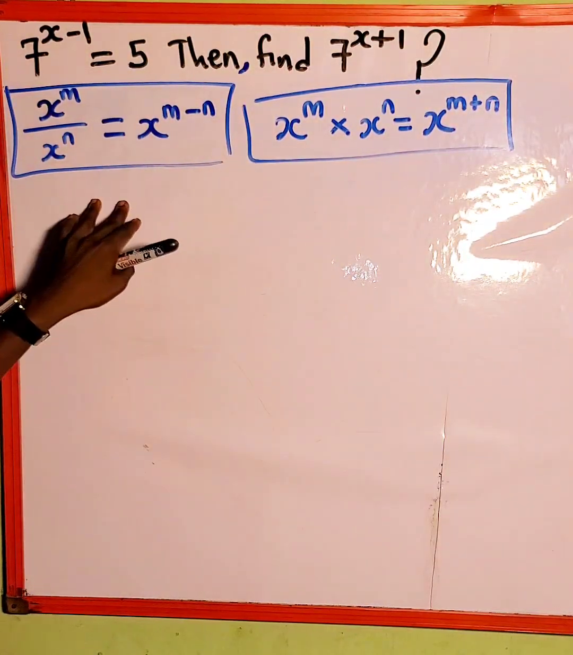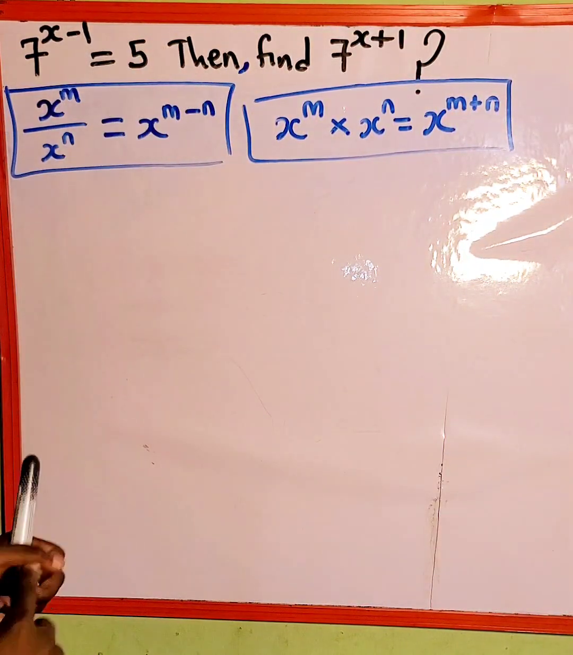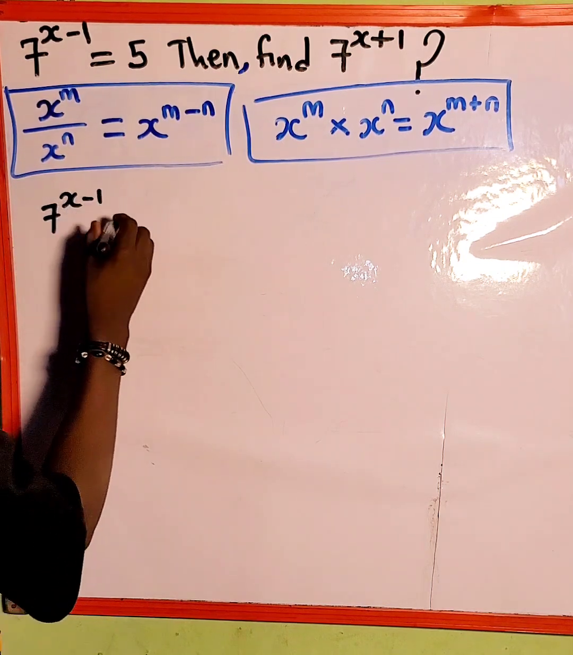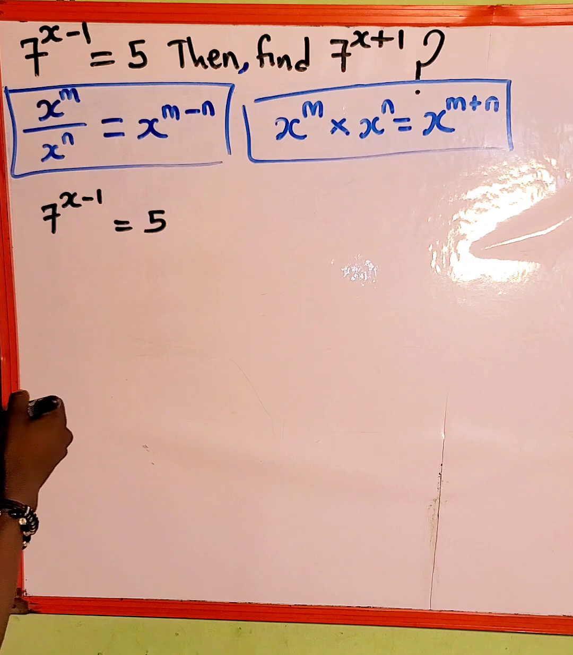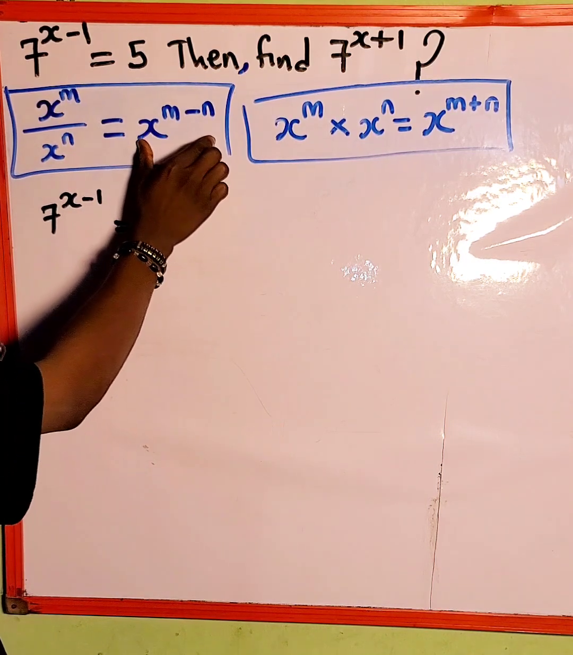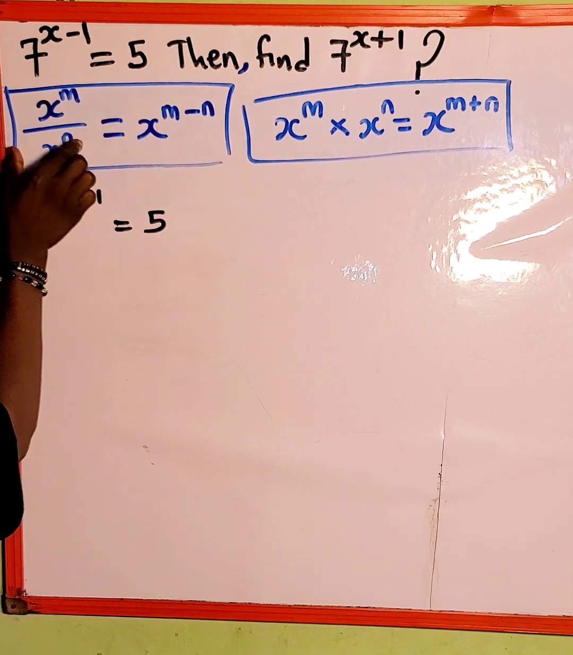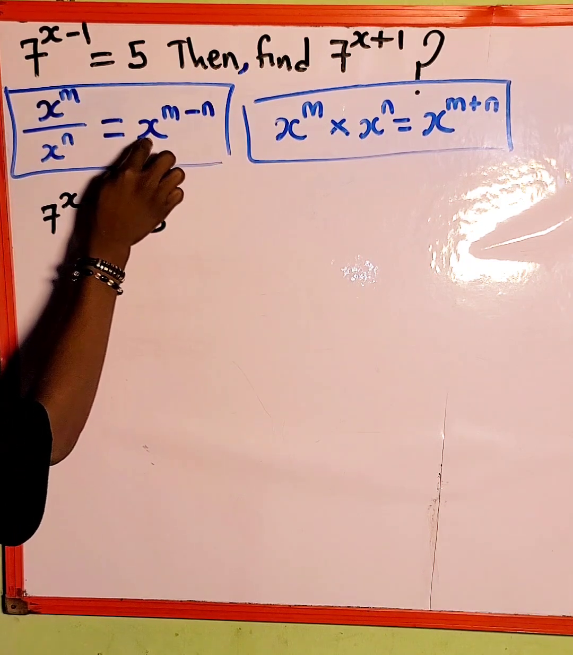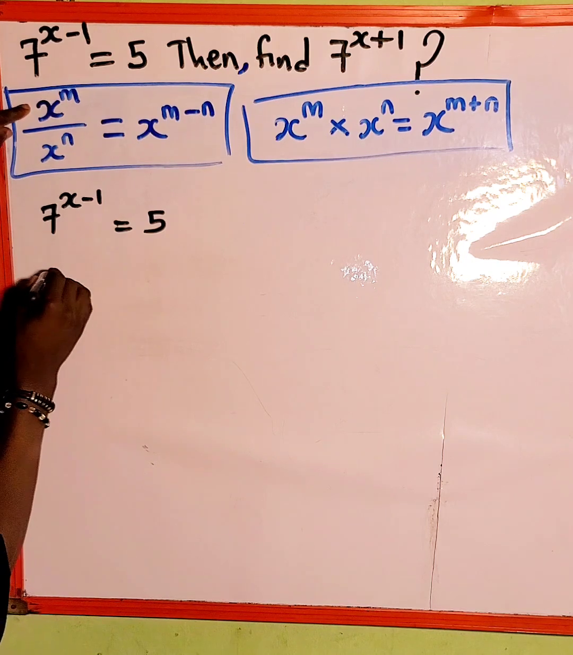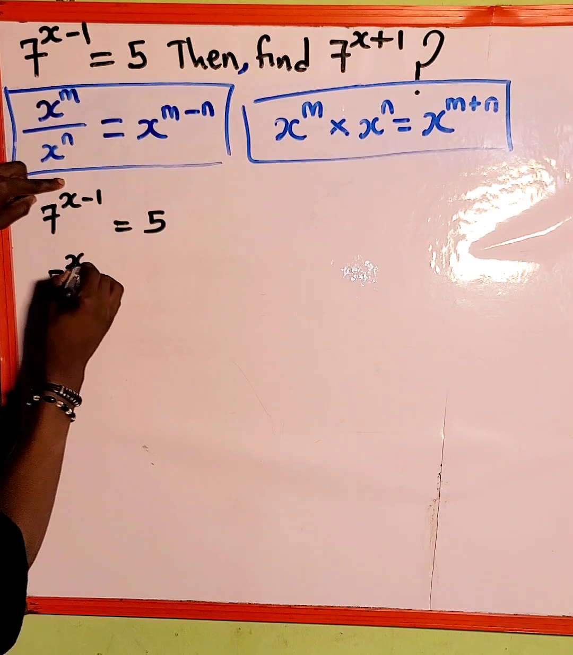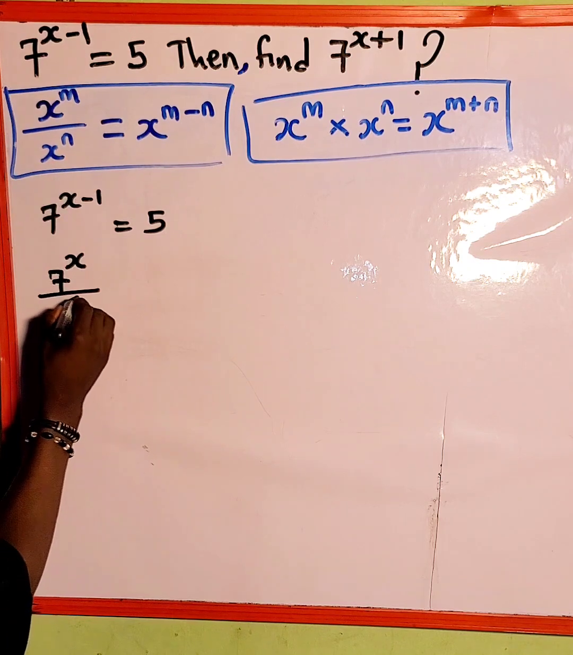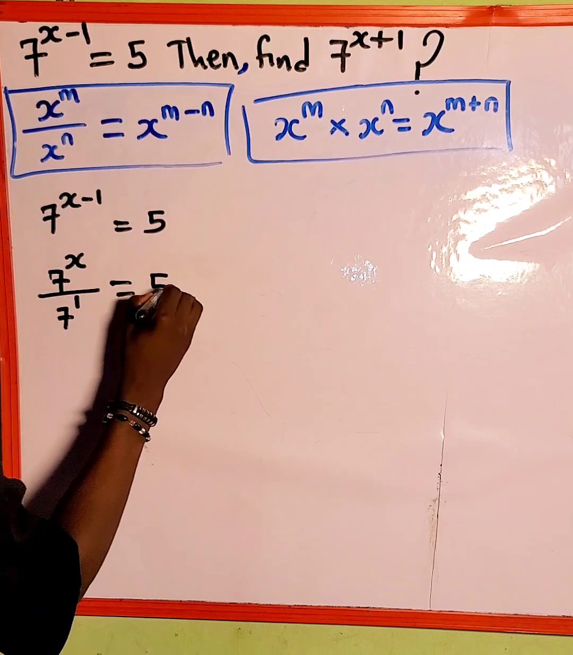Now, using these two properties to answer this question, from the equation, we are given that 7 raised to the power of x minus 1 is equal to 5. Now, as you can see, the left-hand side of this equation is the same as the right-hand side of this property. So we're going to transform into this form. So the base here is 7, the exponent is x, and here is 7. Written in this form is going to be what? 7 raised to the power of the first power, which is x, over 7 raised to the power of the second, which is going to be 1. So everything will be equal to 5.